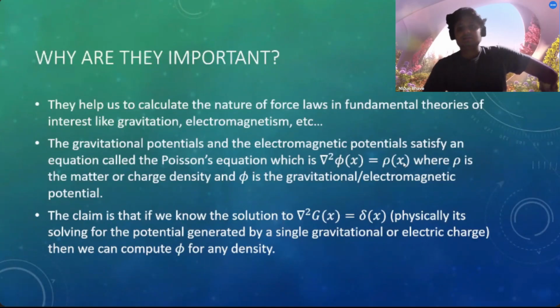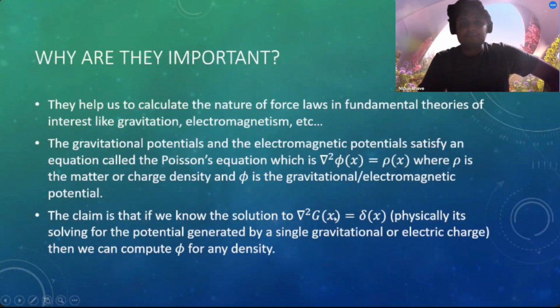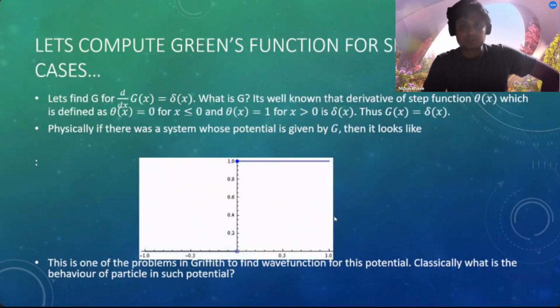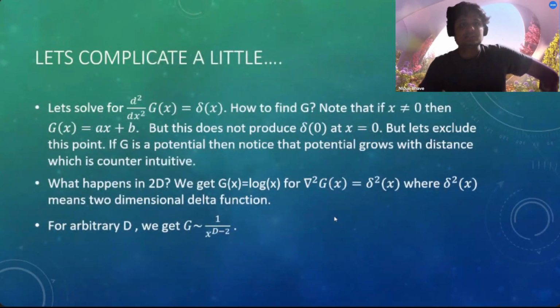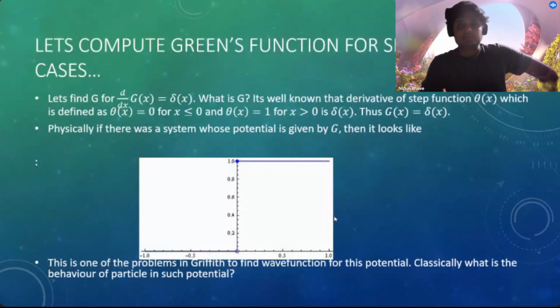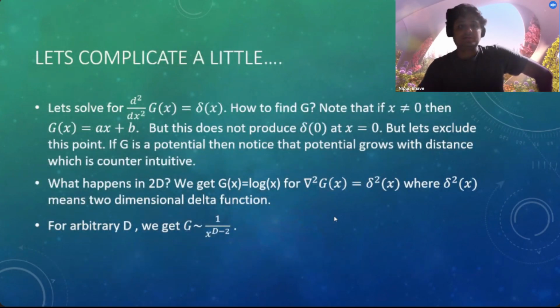Yes, correct. So okay, this is the simplest case. Now let's complicate the problem. Instead of one derivative, let's take two derivatives. So you have d square by dx square g of x equal to delta of x. How to find g?